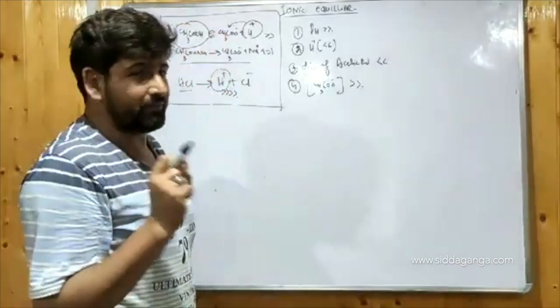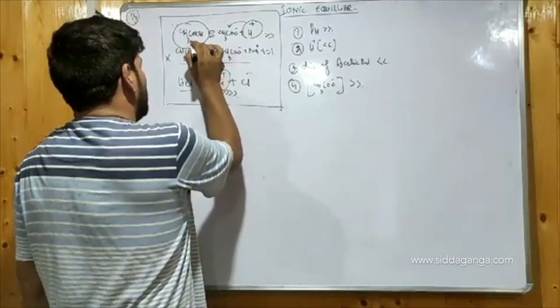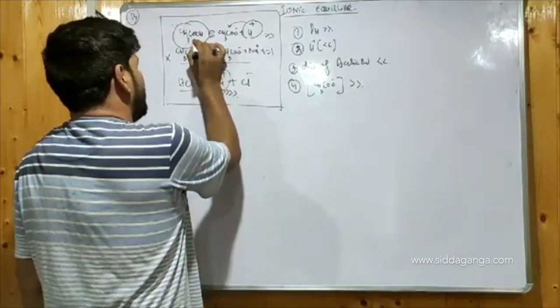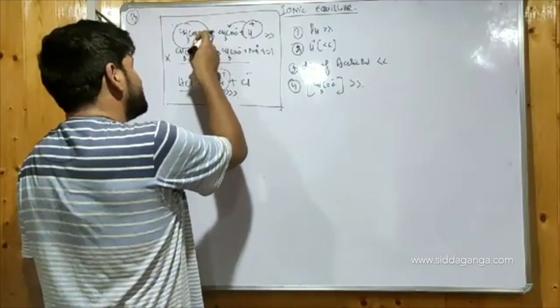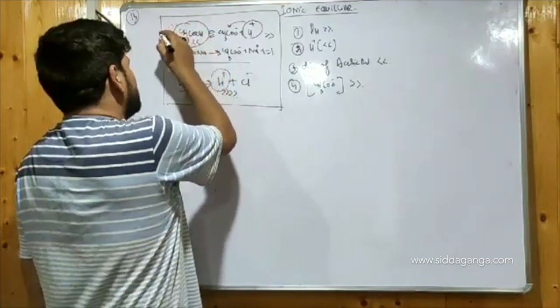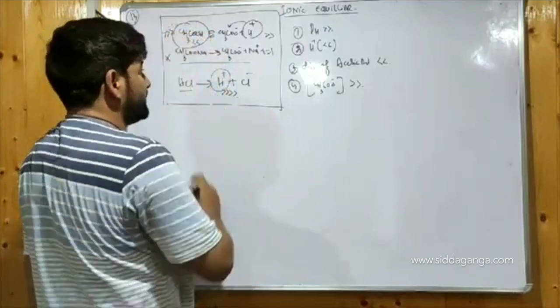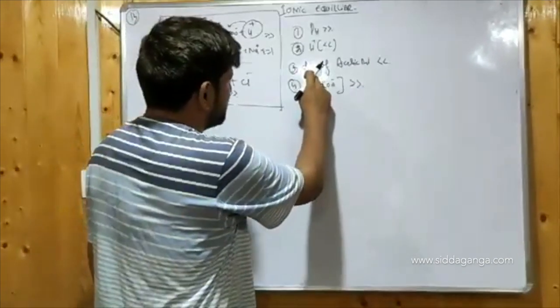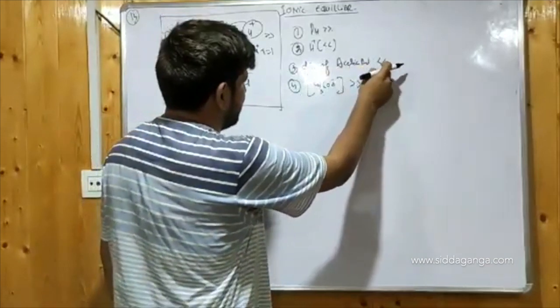So technically what is happening? The dissociation of CH3COOH is reducing. So when its dissociation is decreasing, that means its concentration will be increasing. So the correct option will be dissociation of acetic acid will decrease.